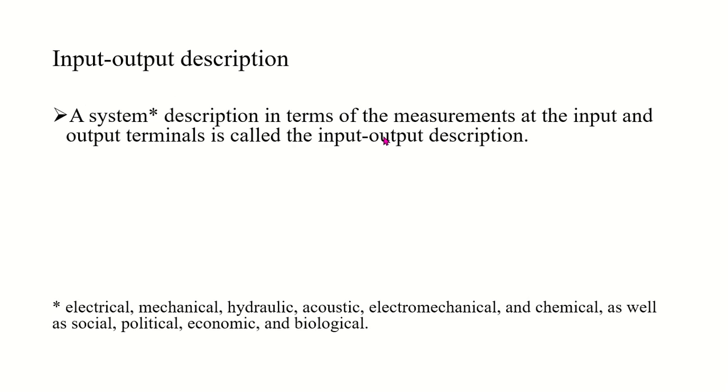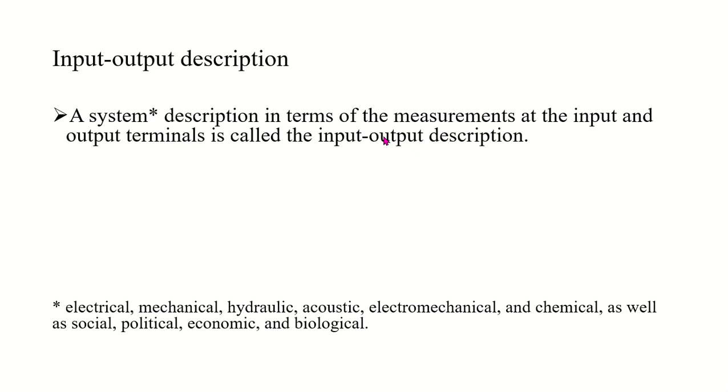So system model, one form of representation is the input-output description. By system we mean that it could be electrical, mechanical, hydraulic, acoustic, electromechanical, and chemical. This can also accompany social, political, economic, and biological representation as well. So they all can be talked about as a sort of system. A system description in terms of the measurement at the input and output terminals is called the input-output description. In fact, by this definition we are talking about the system as a black box.